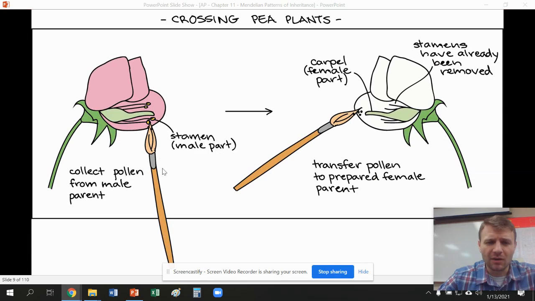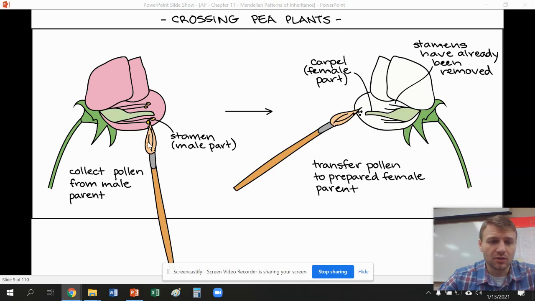Interestingly, some people ask, "How did Mendel know which plants bred with which plants?" And again, you wouldn't think it, but pea plants reproduce sexually. I mean, they have the male and the female parts. You can see here the pollen. It's going to fertilize the carpel of another pea plant.